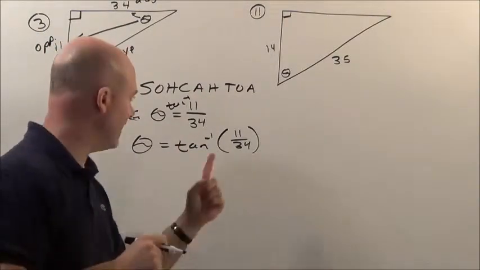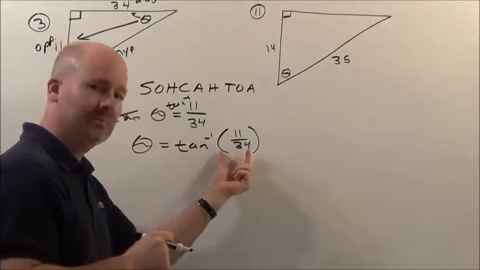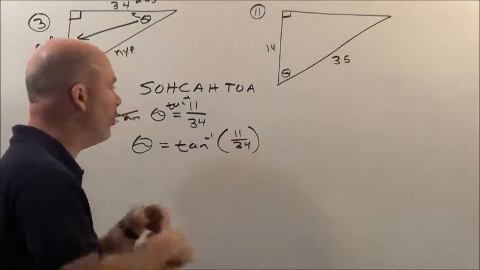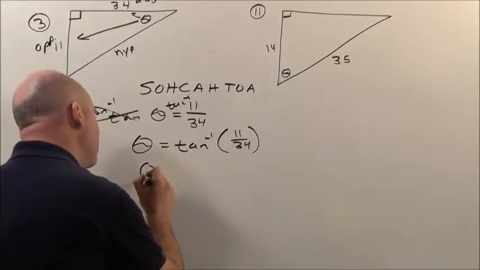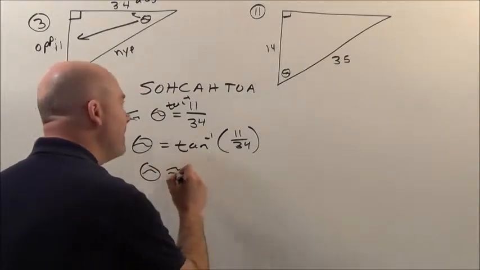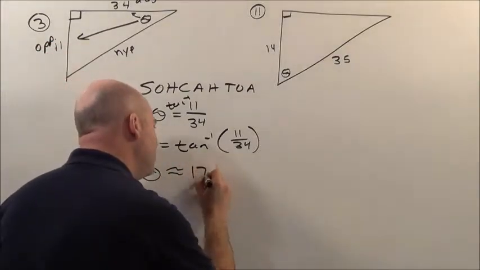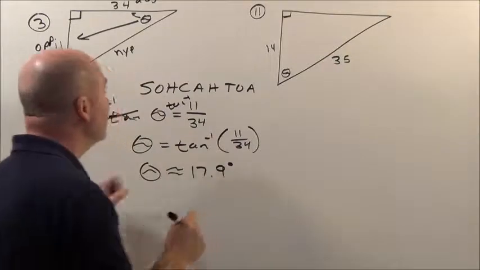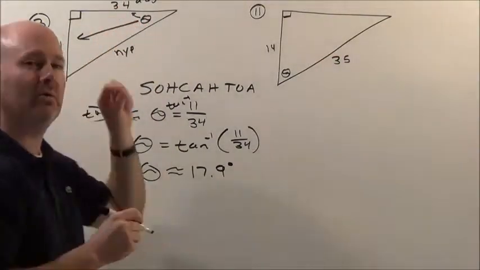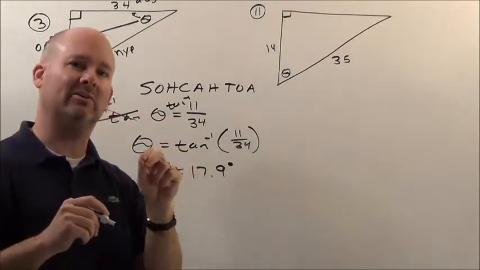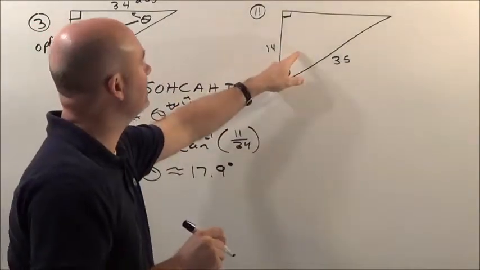So take your calculator, type in second tangent. That'll give you the inverse tangent. You'll see a little -1 on it. Put parentheses, 11 divided by 34. Hit enter, boom! Out comes what that angle must be. I did it earlier, and it came out to be about 17.9 degrees. That angle right there, if that's 34 and that's 11, I guarantee your angle right in there is about 17.9 degrees.